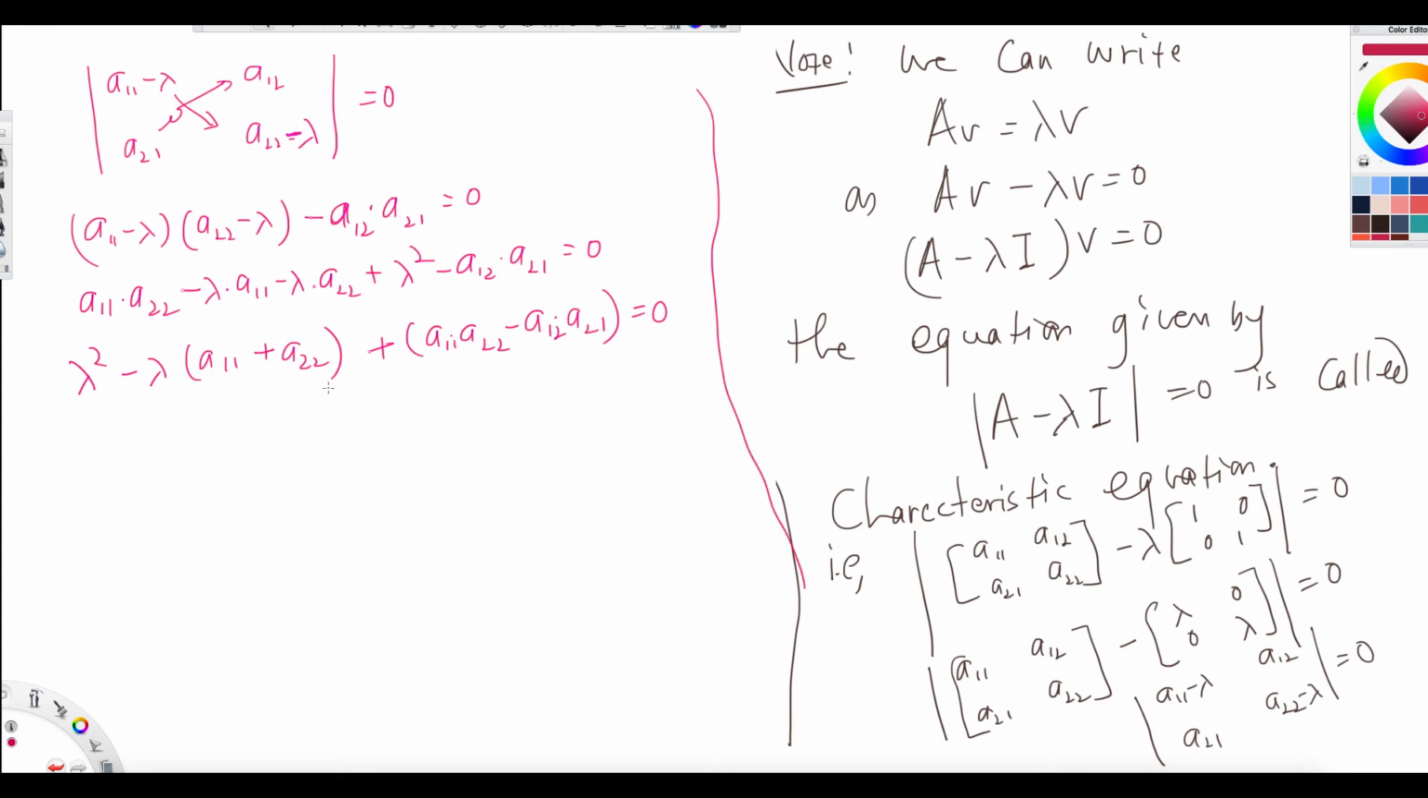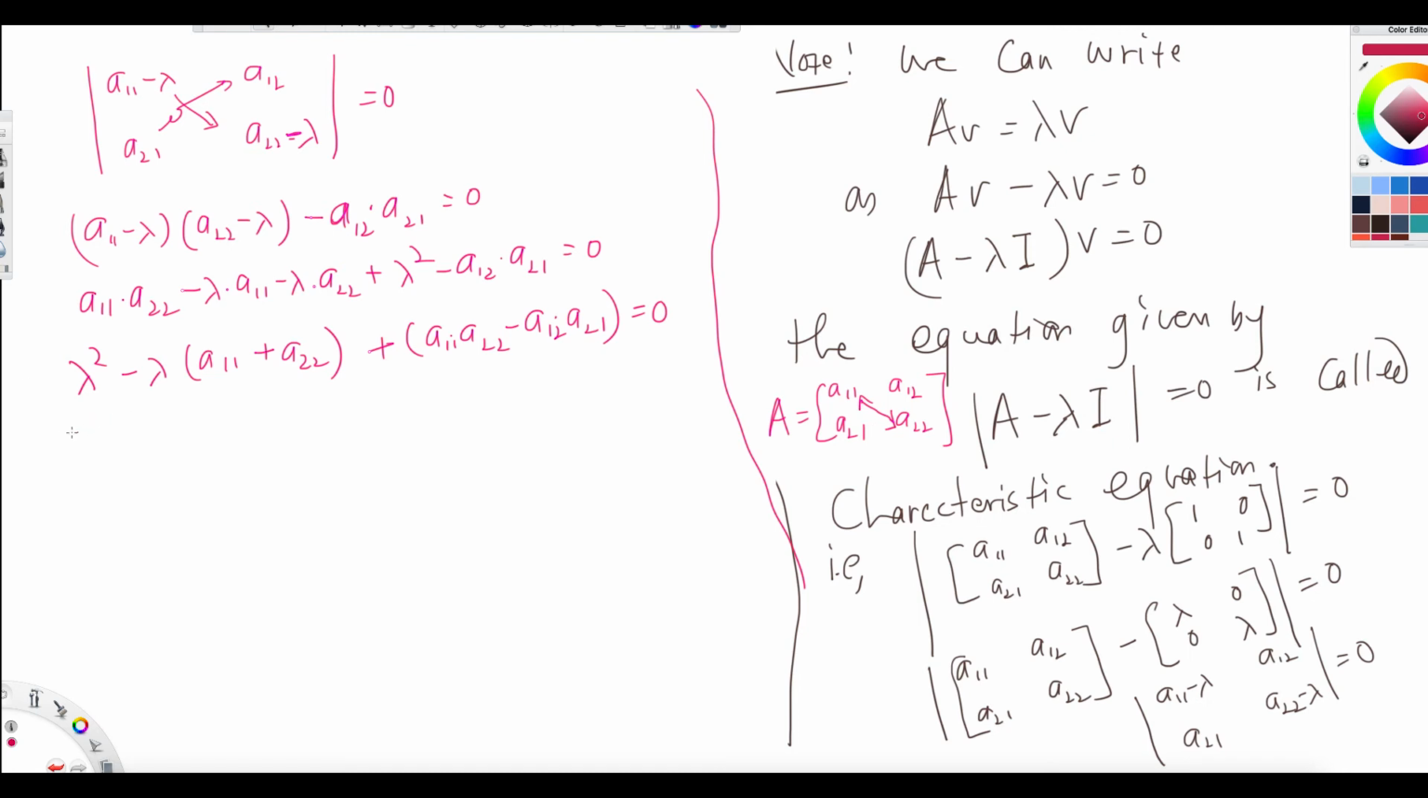Okay. So another word that people use is trace. Okay, what do you mean by trace? What is the matrix A? This is the matrix A, right? So matrix A is what? A11, A12, A21, A22. Okay, so people use that the sum of these two elements is called trace. Okay, people call that a trace.